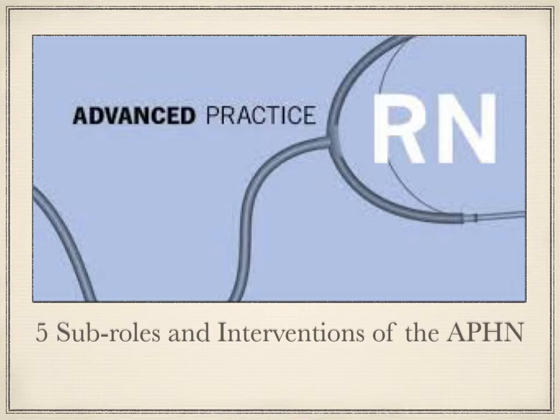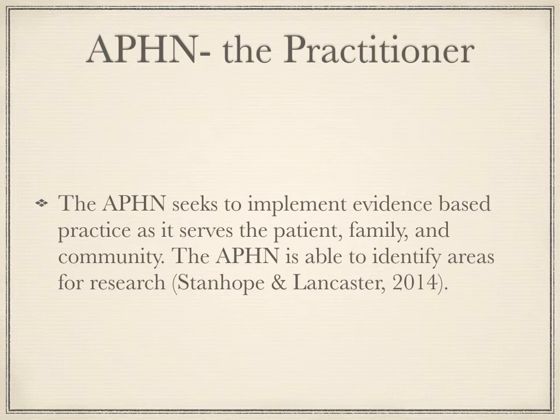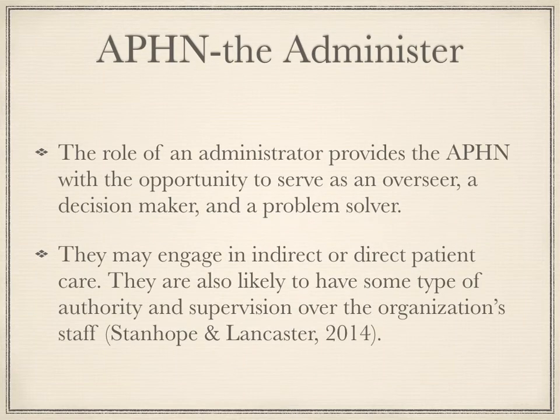There are 5 sub-roles and interventions of the advanced public health nurse. As the practitioner, the advanced public health nurse seeks to implement evidence-based practice as it serves the patient, family, and community. In this role, the nurse is able to identify areas for research. As the administrator, the nurse is provided with an opportunity to serve as an overseer, decision maker, and a problem solver. This can involve direct or indirect patient care. Usually, this particular person is in some type of supervisor position.